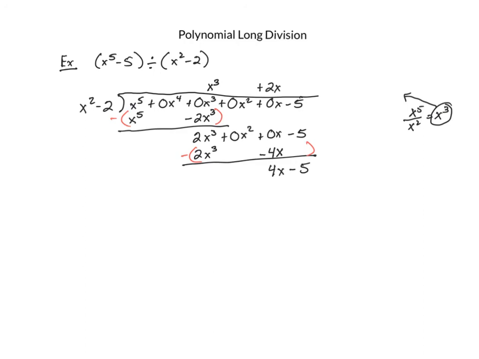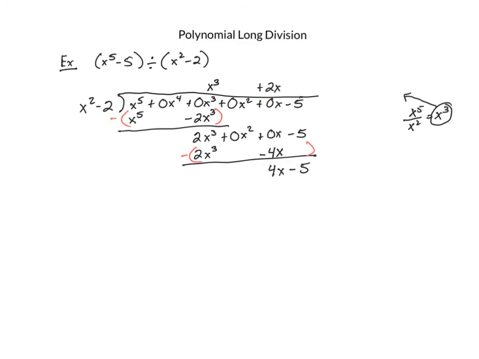The degree of my expression right here is smaller than the degree here. So our division is done. We have our remainder right here. We have our quotient right here.